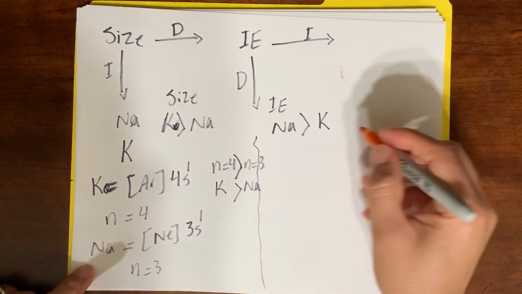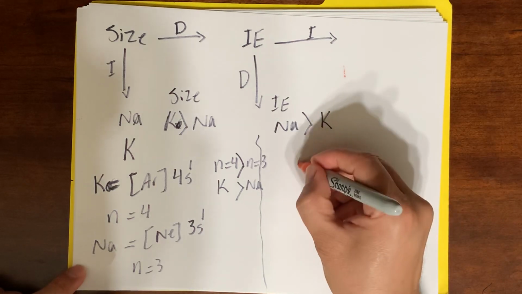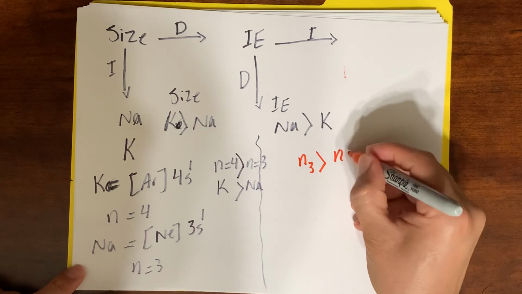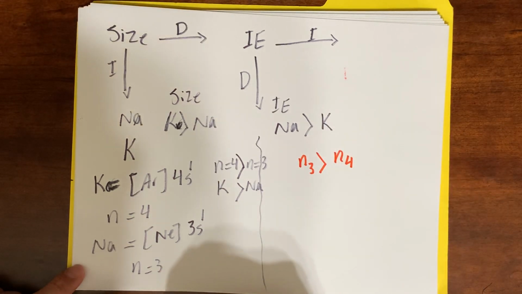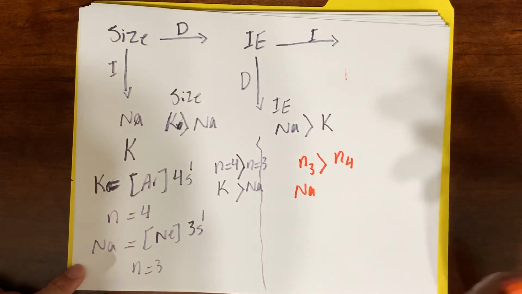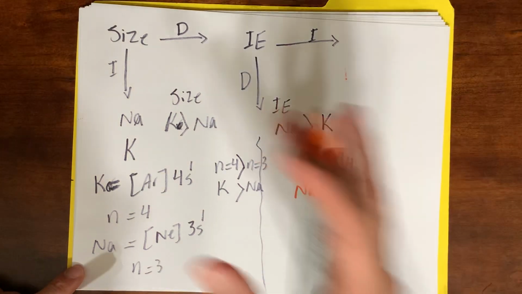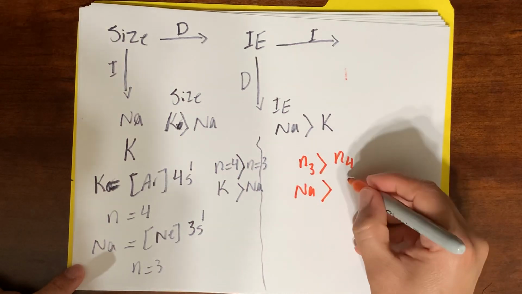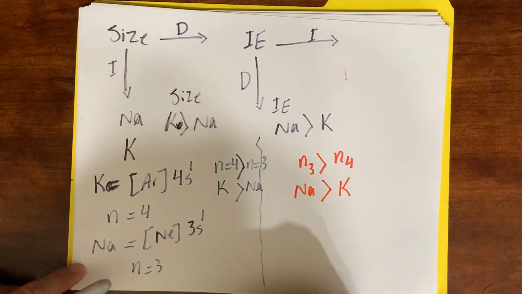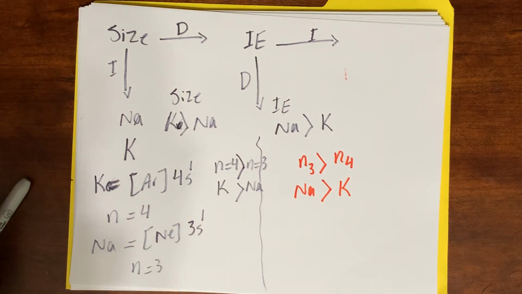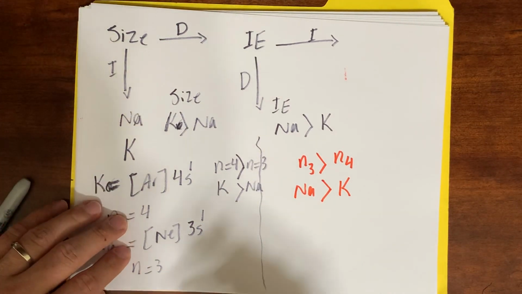When it comes to ionization energy, N3 will have higher ionization energy than N4. So sodium, because it's smaller, its electrons are closer to the nucleus, so it will have higher ionization energy than potassium. Okay. That's the trend when it comes to ionization energy.